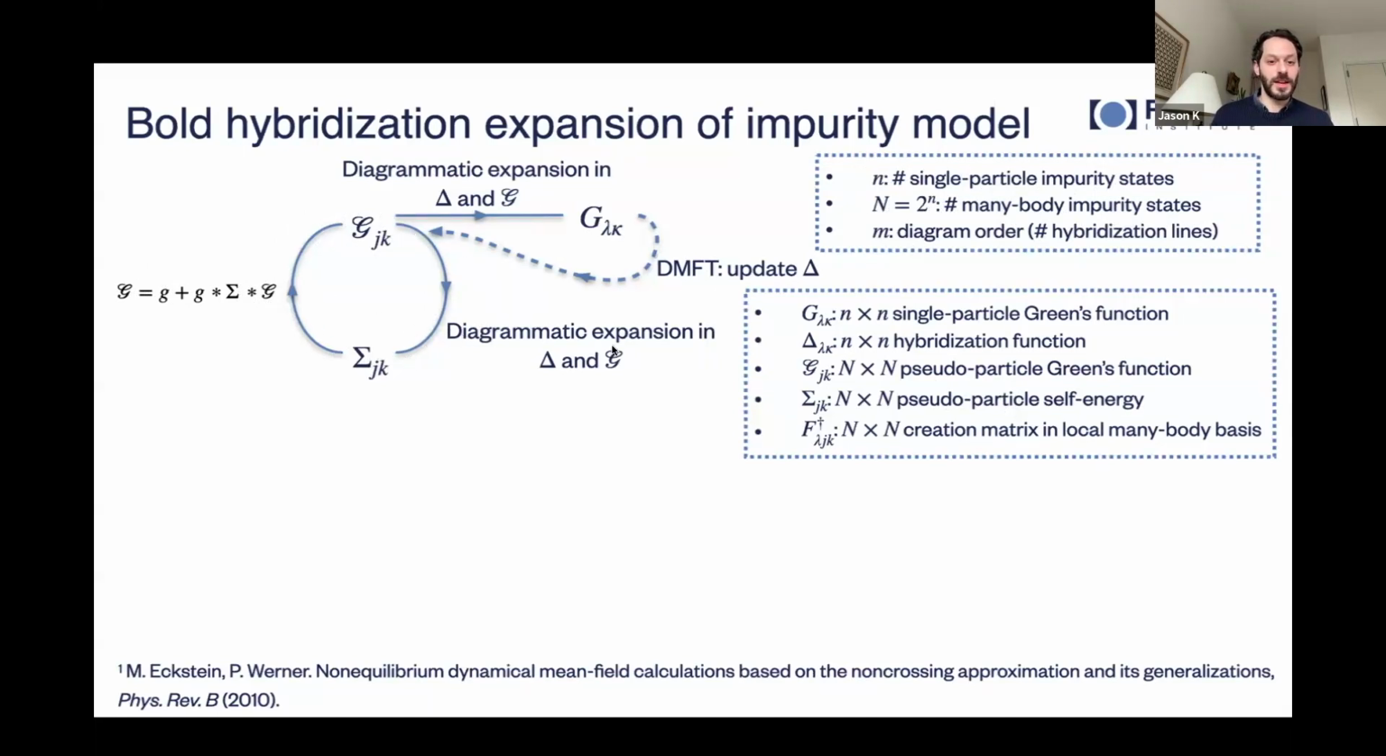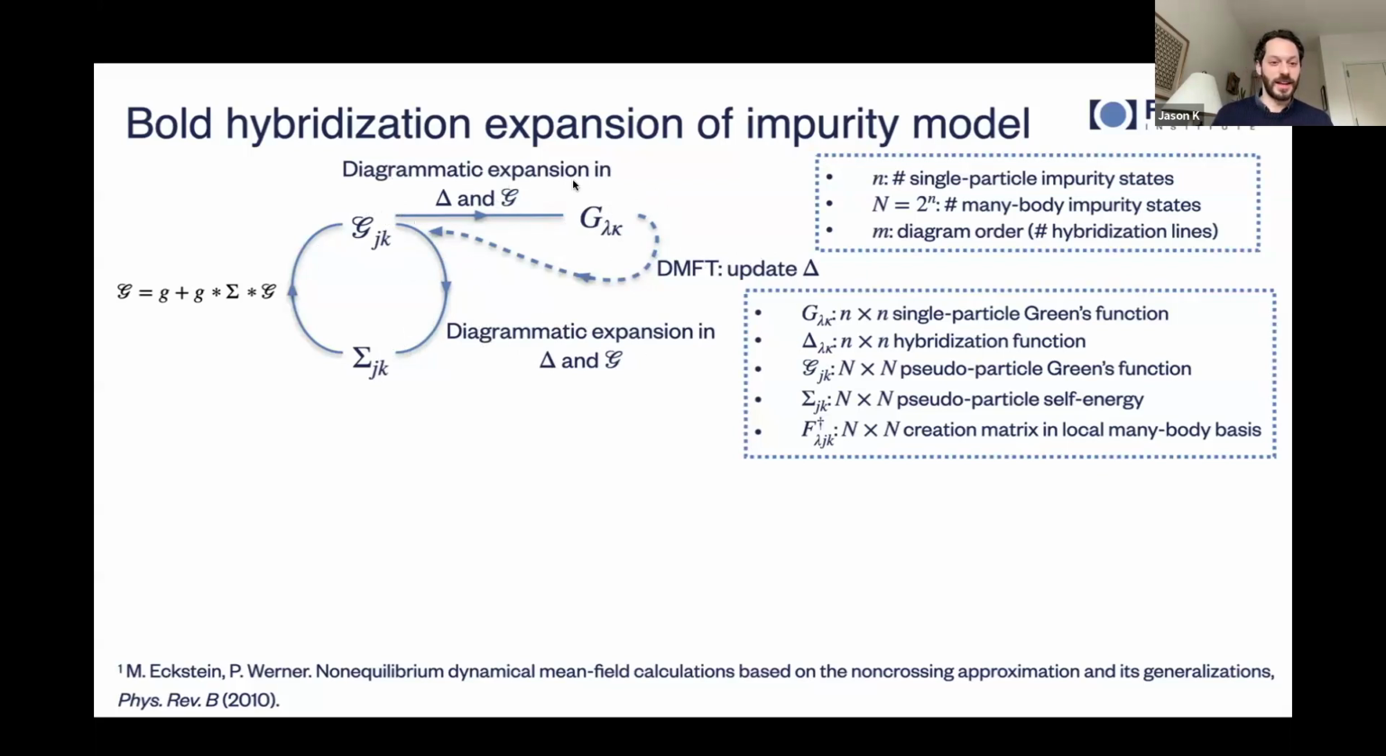Sigma can be represented in terms of delta and G via a diagrammatic expansion. And then in the end, what we want is the single particle Green's function. There's also a diagrammatic expansion to get the single particle Green's function from this pseudo-particle Green's function, okay? Then if you're doing DMFT, you could use the single particle Green's function to update your hybridization and send it back in.